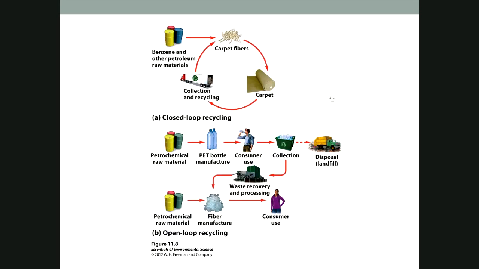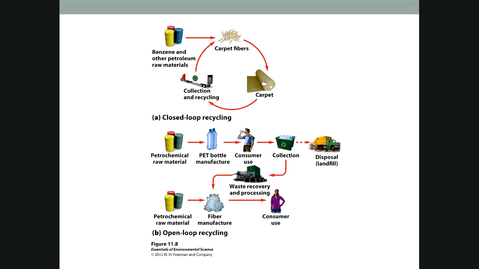These images just show an example of closed versus open loop recycling. In closed loop recycling, you would take a carpet, and that carpet would be recycled into the individual carpet fibers, and a new carpet would be made. So it's a closed loop. You start with the carpet, you recycle it into a carpet.